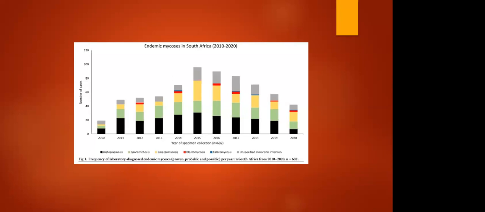And for talaromyces, there were 4 imported cases, and all these patients had travel histories. And then the 207 cases, they were unspecified, so they weren't able to speciate it. So all these endemic mycosis occurred through all 9 provinces, but leading provinces were Gauteng and the Western Cape.